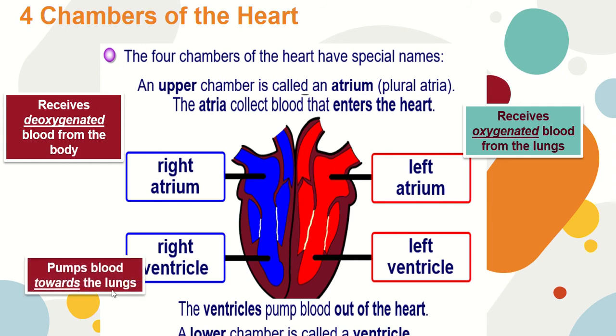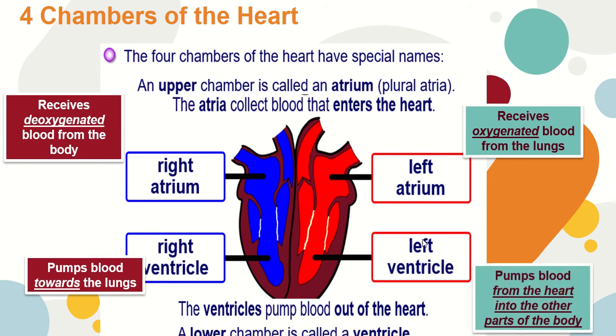Now, right ventricle. It pumps blood towards the lungs. So, itong right ventricle, magpapump siya ng blood papunta kay lungs. And si left ventricle pumps blood from the heart into the different parts of the body. Yan, into the different parts of the body. Again, ventricles means pump blood out of the heart.